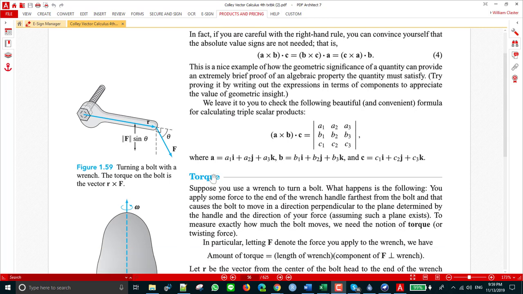Okay, now torque. This is when you turn a bolt. When you turn it with a wrench, which direction does the bolt move in? The torque on the bolt is the vector R, here's R, and then you apply some force F on it, like this or straight down.